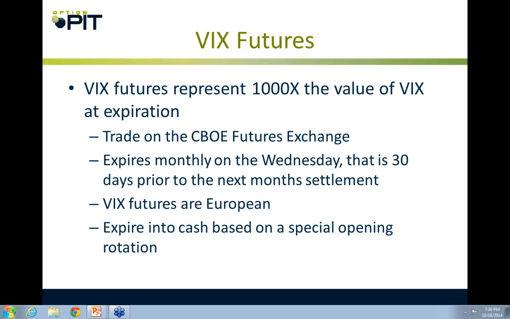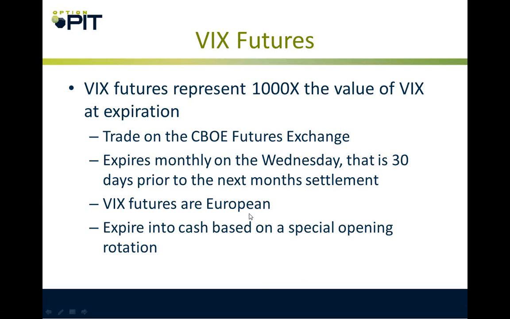Think about it as kind of an order. You know how they post NYSE order imbalances? Somewhat similar, not exactly the same. So they expire into cash based on a special opening rotation on the Wednesday morning that is 30 days prior to expiration. So the last trading day for VIX futures is a Tuesday. Settlement is a Wednesday. So it's very similar to S&P 500 future settle.